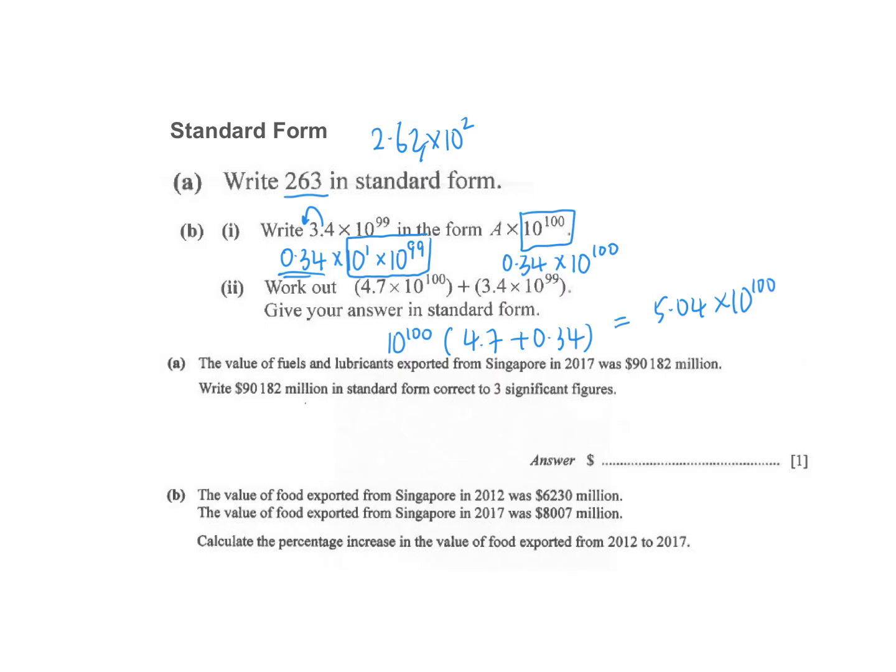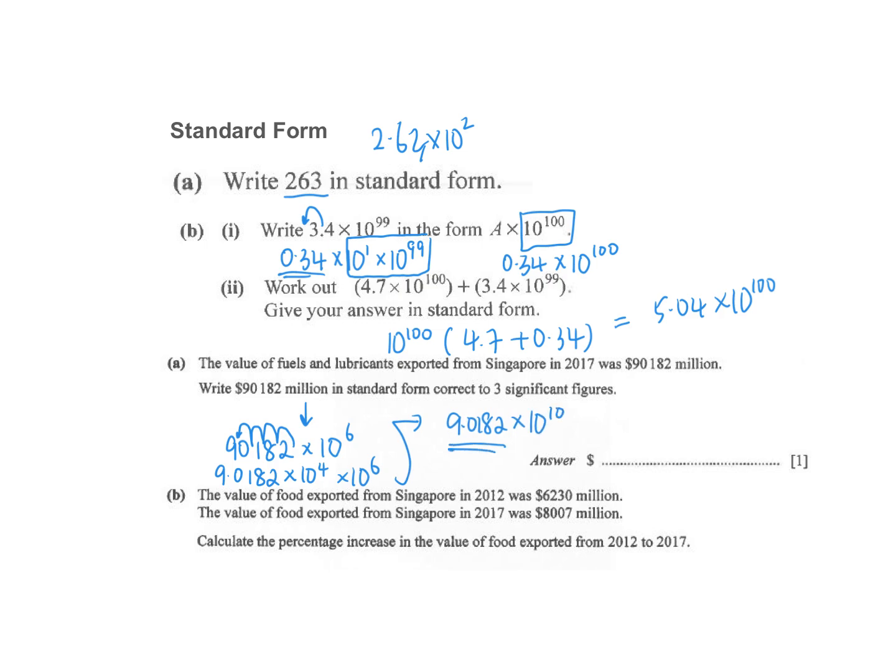So when they tell you million, you must know that it's times 10 to the power of 6. And then how to change this to standard form? Shift 1, 2, 3, 4 until a number less than 10. So 9.0182 times 10 to the power of 4. I shifted 4 decimal places. So if you combine it, you should get 9.0182 times 10 to the power of 10.